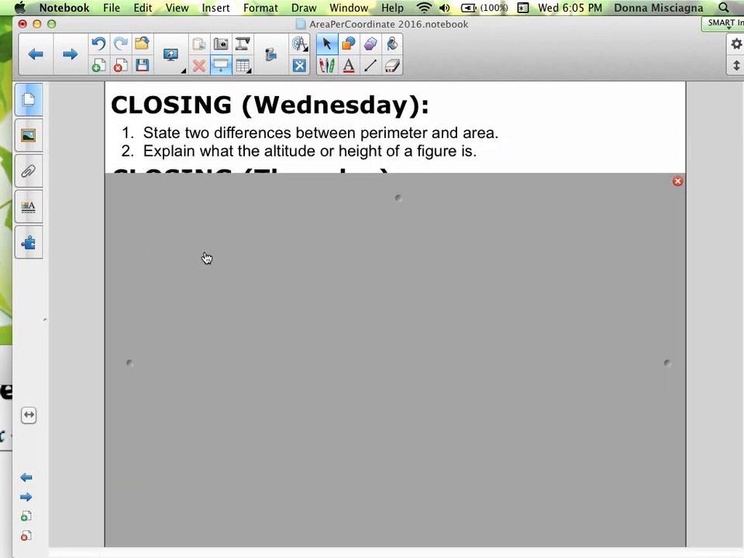All right, so I have two questions for you. Really easy. Number one, tell me two differences between perimeter and area. You can talk about units of measure. You can talk about how they're calculated, what they're measuring. All right, there's lots of things you can say. And number two, explain what the altitude or height of a figure is. And hint, you wrote it down in your notes. Right? And if you're not sure, go back and watch this tape and you can figure that out.